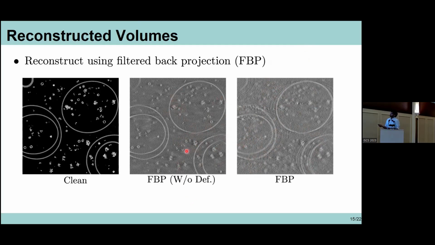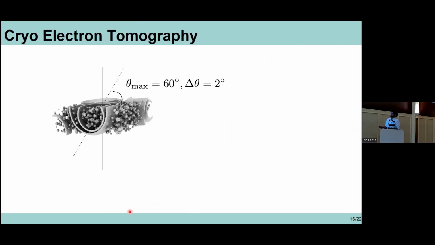Yeah, and of course, there's a degradation in the reconstruction. So to recap, the CryoET problem is we have this volume, we project it at different angles, typically up to 60 degrees with a difference of 2 degrees between them. And this can be modeled by the equation given here.